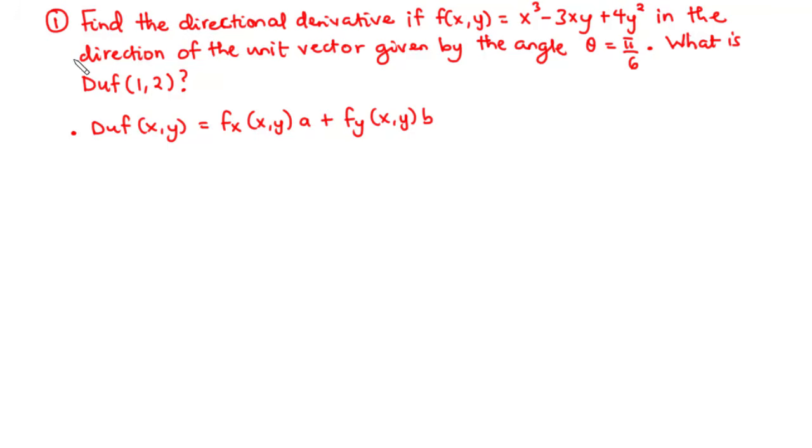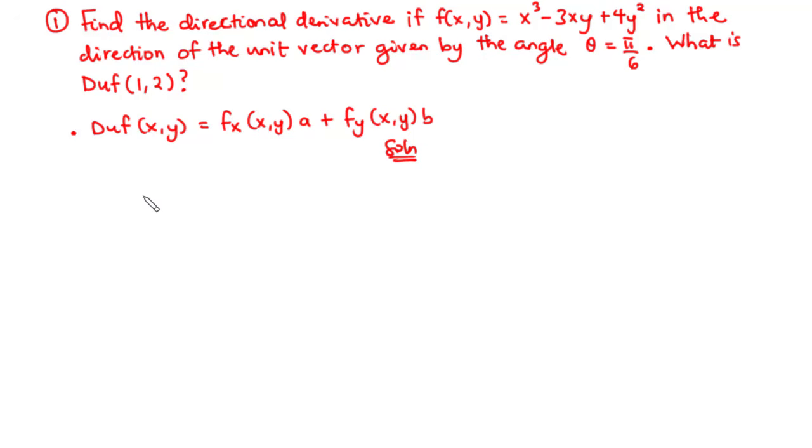Now we have a question here, that is question 1. We are asked to find the directional derivative if f of x, y is equal to x cubed minus 3xy plus 4y squared in the direction of the unit vector given by the angle theta equals pi on 6. And then we are asked to determine the directional derivative of the function at the point 1, 2.